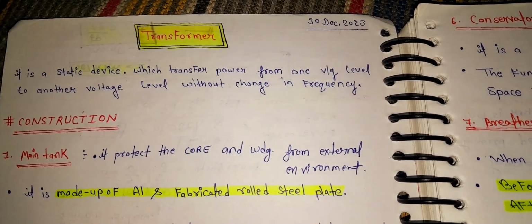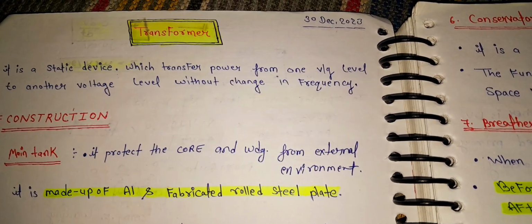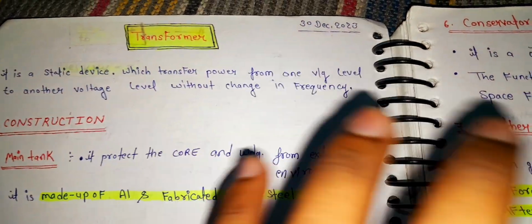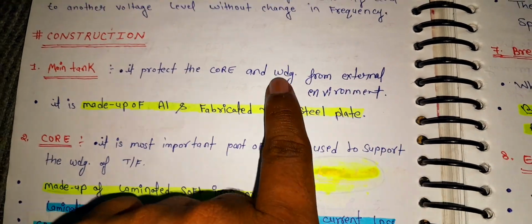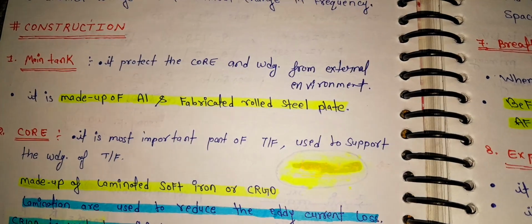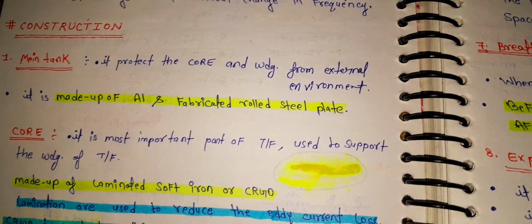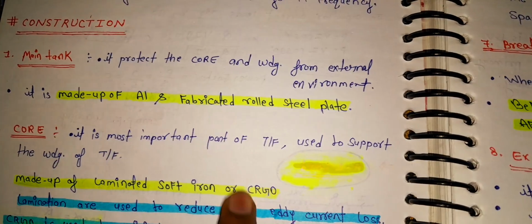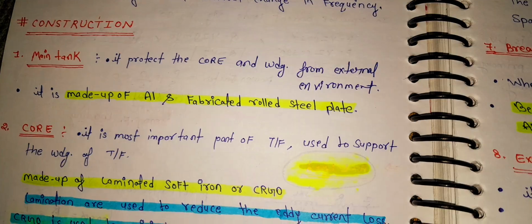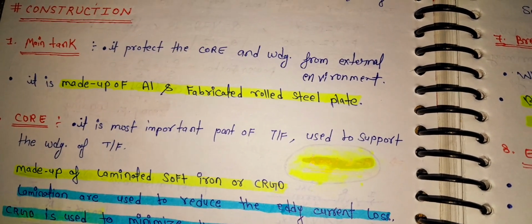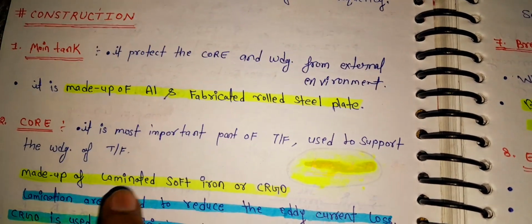Now the construction of a transformer. The main part is the transformer tank, the main tank, which is filled with oil, and inside are the coil and core. The core is made up of soft iron, that is CRGO, cold rolled grain oriented. The core is the most important part of a transformer because it supports the primary winding and the secondary winding. Both windings are supported on this core.